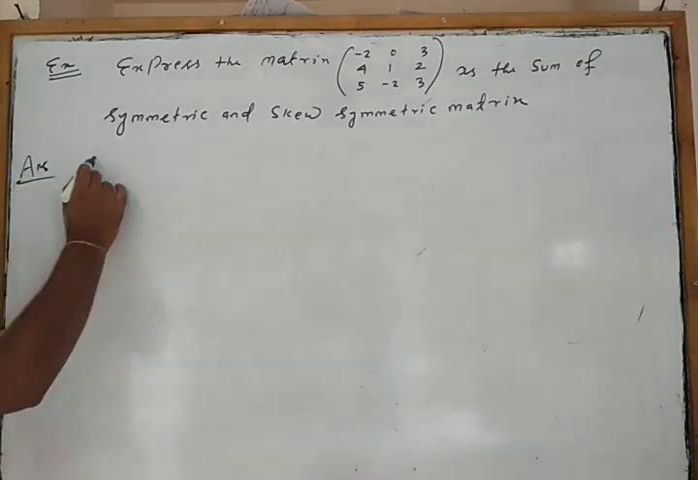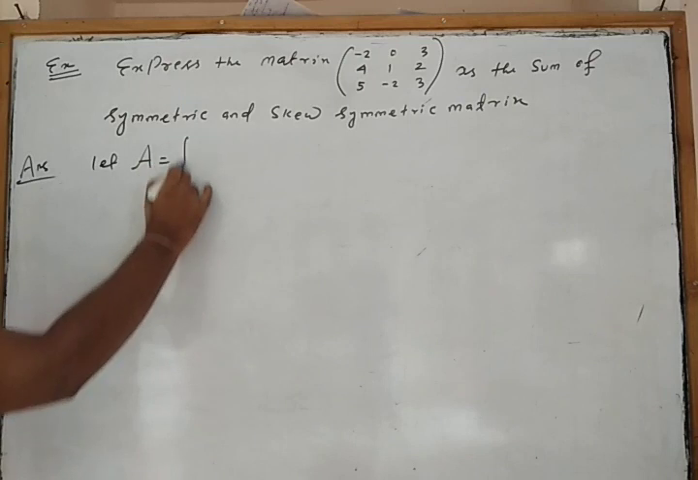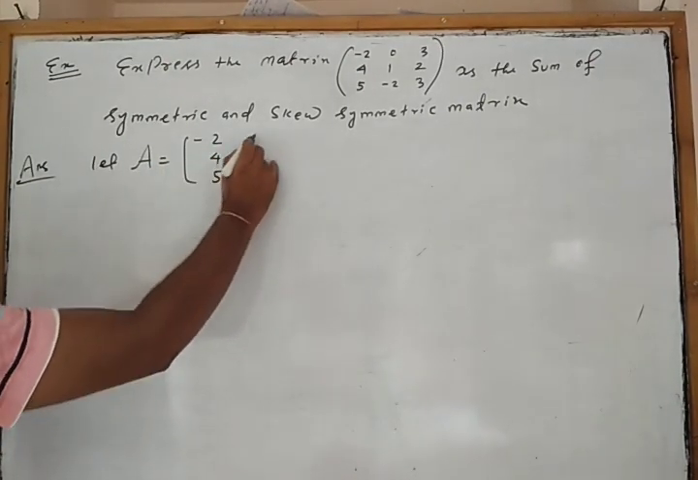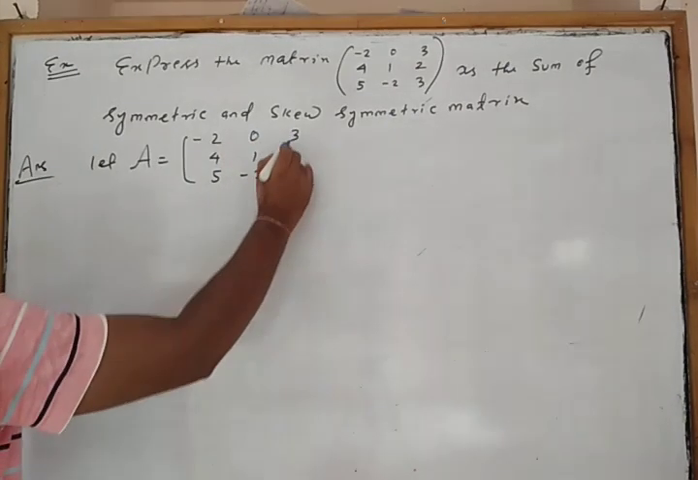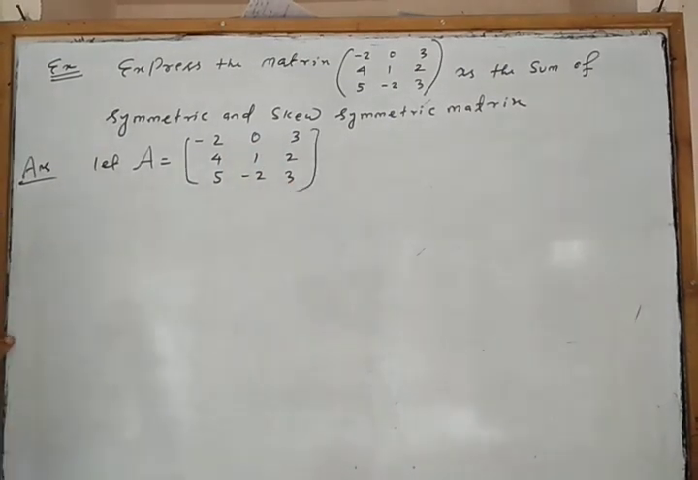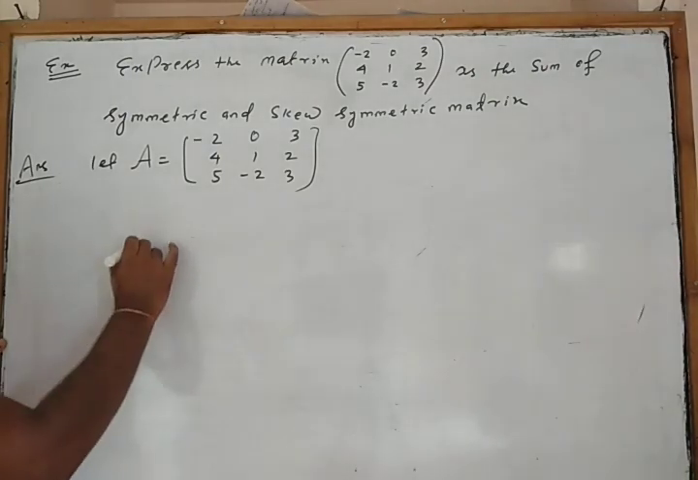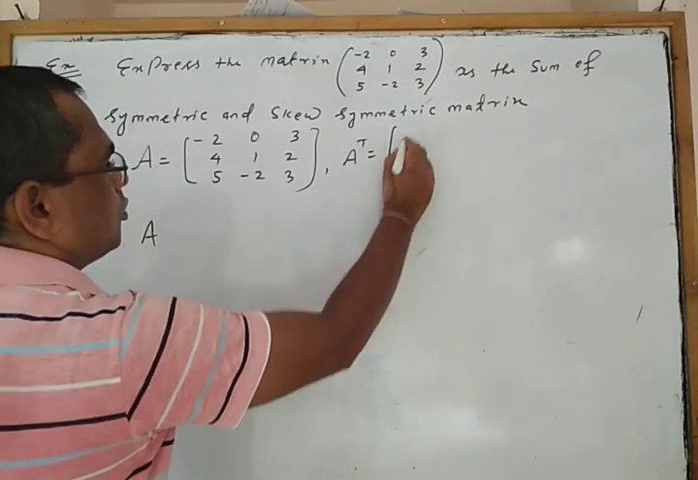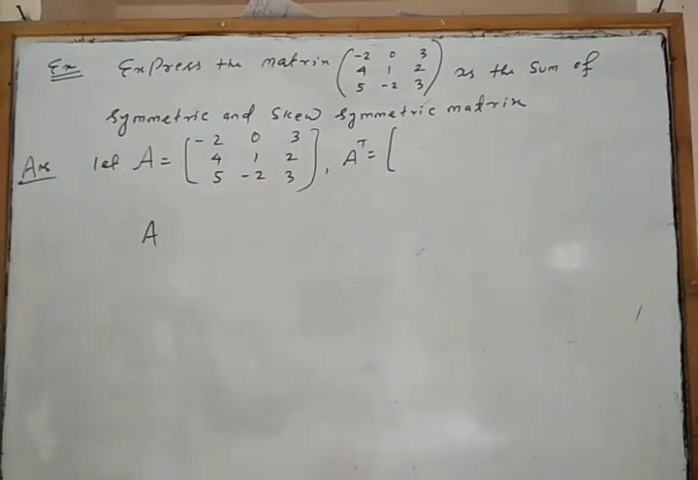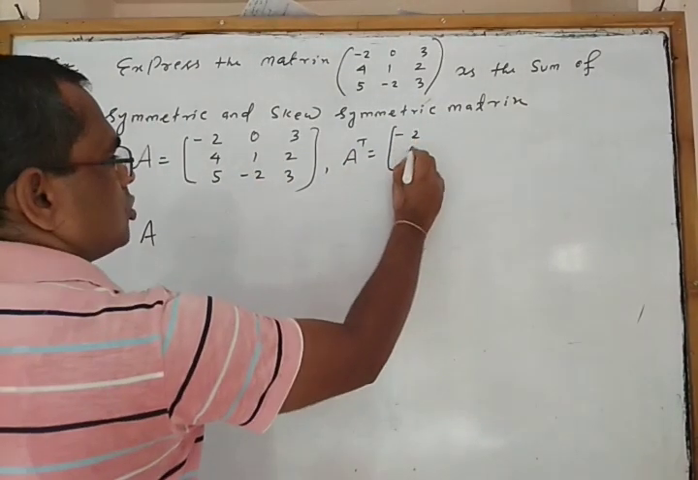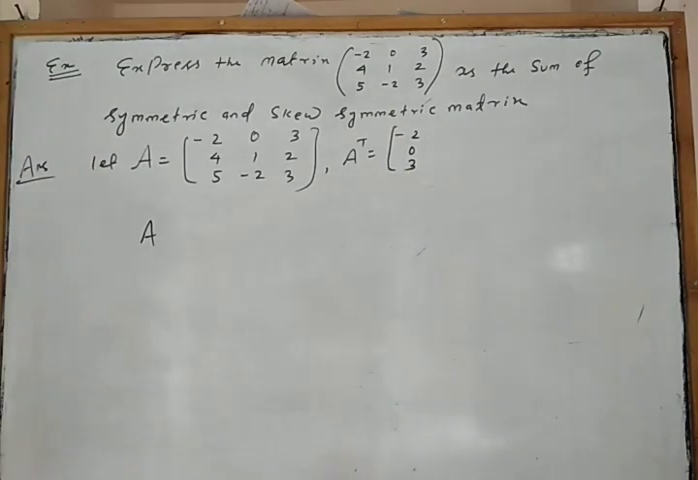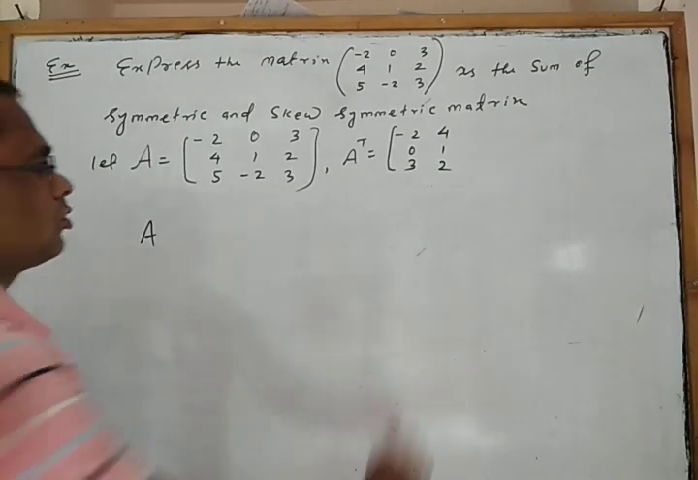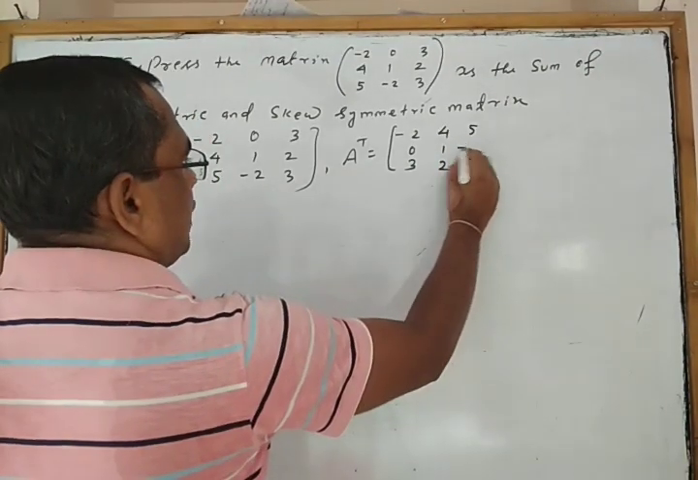Given matrix is A. So first you have to take this one as A: -2 4 5, 0 1 -2, and 3 2 3. Then A transpose: the transpose of A, first row first column, write -2 0 3, then second row second column, write 4 1 2, third row third column, write 5 -2 3.